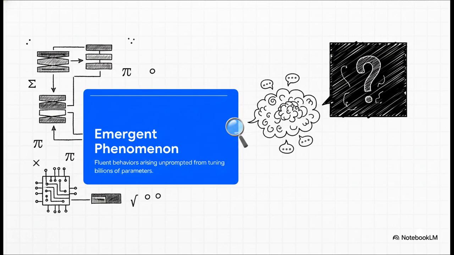It's this specific, uncannily fluent behavior that arises entirely unprompted from the tuning of those hundreds of billions of parameters during training. And because of that massive scale, it makes it incredibly challenging to figure out exactly why the model makes the specific predictions it does. It is, for all intents and purposes, a black box.